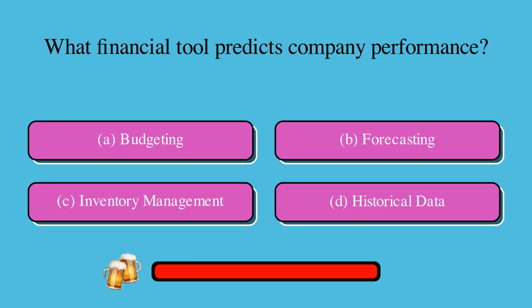What financial tool predicts company performance? Is it A, budgeting, B, forecasting, C, inventory management, or D, historical data? The correct answer is B, forecasting.